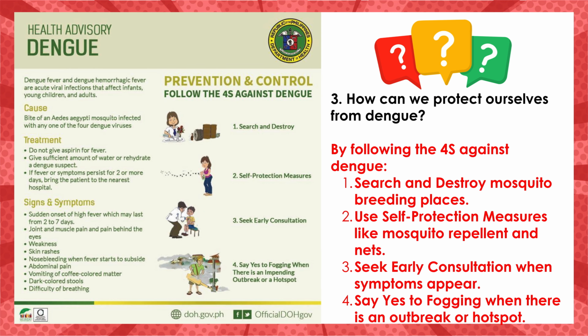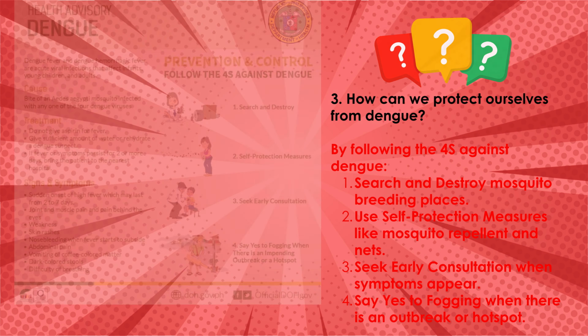Question number 3. How can we protect ourselves from dengue? Answer: by following the 4S against dengue. First, search and destroy mosquito breeding places. Second, use self-protection measures like mosquito repellent and nets. Third, seek early consultation when symptoms appear. And lastly, say yes to fogging when there is an outbreak or hotspot.